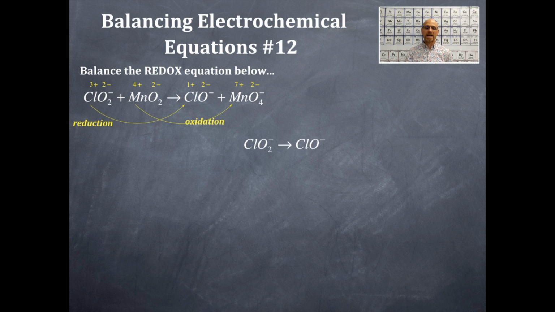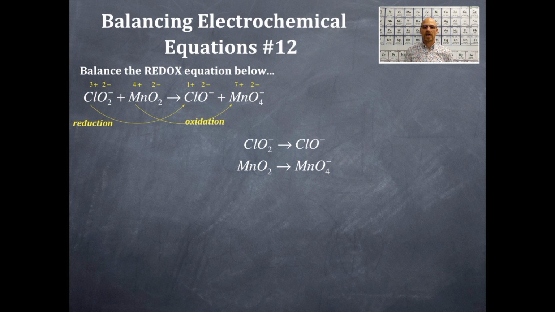Here we go. There's one of them, and that is the chlorite going to the hypochlorite ion, and here is the second half reaction, manganese dioxide going to the permanganate ion. For the top reaction, the reduction half reaction, we are going to balance the non-oxygen, non-hydrogens first. There's 1 chlorine on the reactant side, 1 chlorine on the product side, that's balanced.